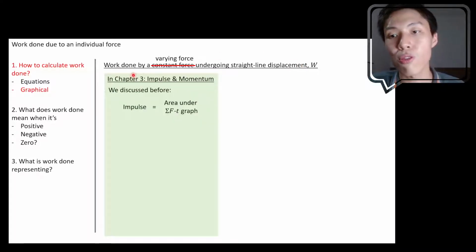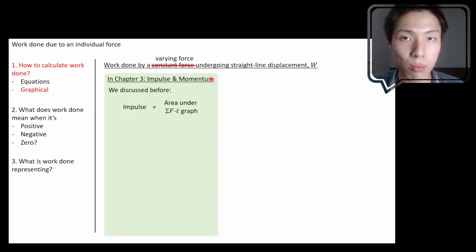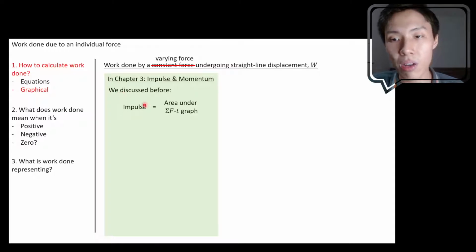Okay, so I'm going to do a bit of flashback to chapter 3 first. In chapter 3, impulse and momentum, we learned that impulse is actually equivalent to the area under the force-time graph. If you see in chapter 3, I didn't put in the sigma, but there's a sigma, which means it's actually a net force against time graph.